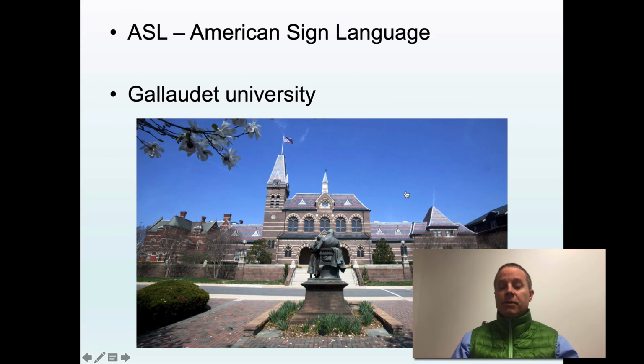Side note, people who are deaf sometimes like to be around other people who can use sign language. There are many different types of sign language, but the most common one in the United States is called American Sign Language. Often deaf people might choose to go to Gallaudet University, which is in Washington, D.C., and it's a school for the deaf.